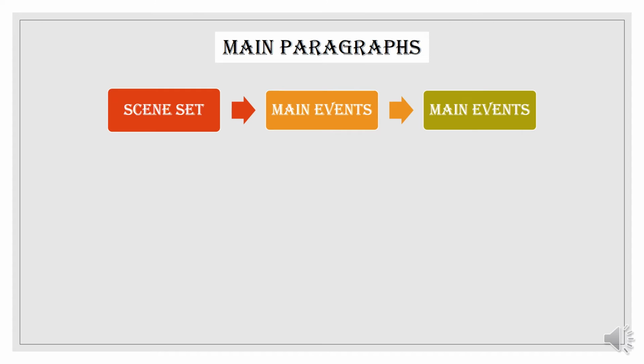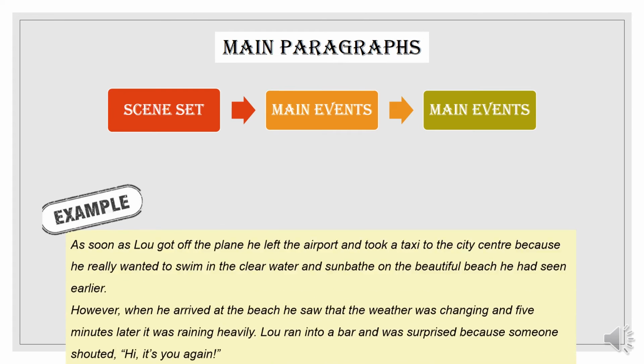Now we move on to the main paragraphs. So once we set the scene, we can move on to the main part of the story. Here we will try to develop the plot and all the main events happen in these paragraphs. You can decide on how many paragraphs you want to make, but in general you should be fine with 2 or 3 of them. For our example task, I chose 2 paragraphs.